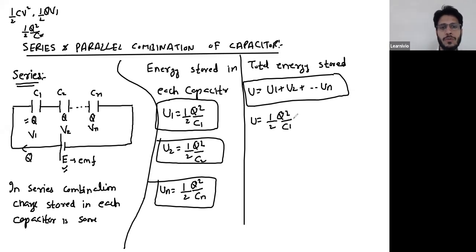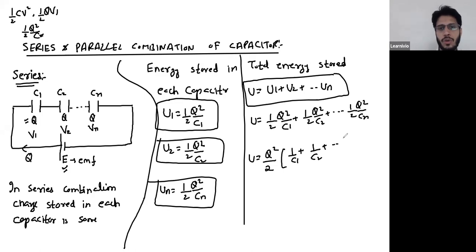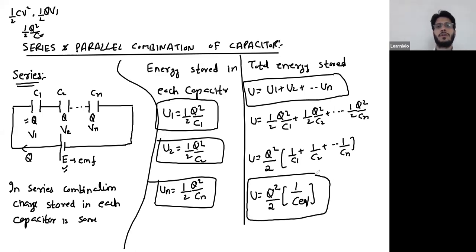It's half Q square over C1 plus half Q square over C2 up to half Q square over Cn. So you can take Q square by 2 as common and you will be left with 1 by C1 plus 1 by C2 up to 1 by Cn. So 1 by C1 plus 1 by C2 up to 1 by Cn is 1 by C equivalent. So energy stored is Q square by 2 into 1 by C equivalent. This is how we calculate total energy stored in the circuit. For the total energy, either you calculate energy in each individual capacitor and add them up, or you can directly calculate using Q square by 2C.